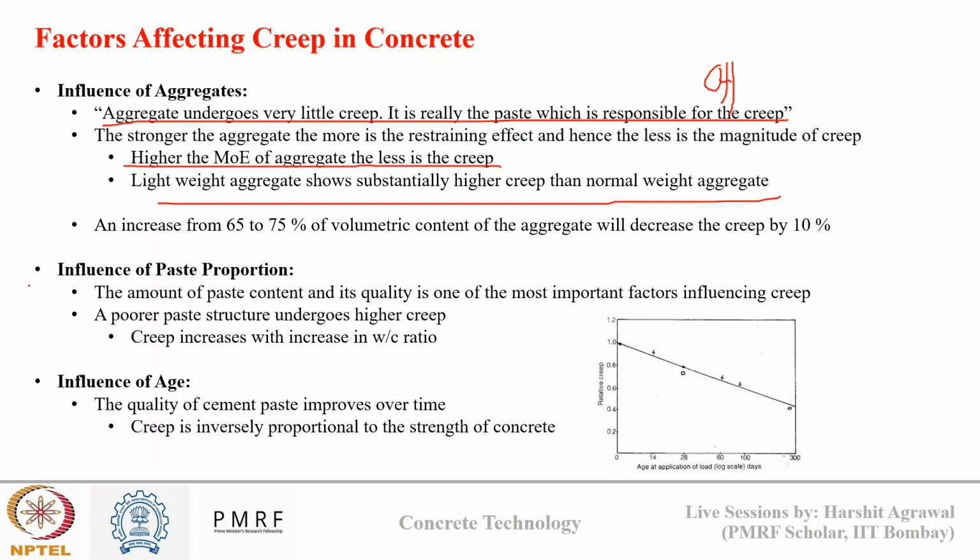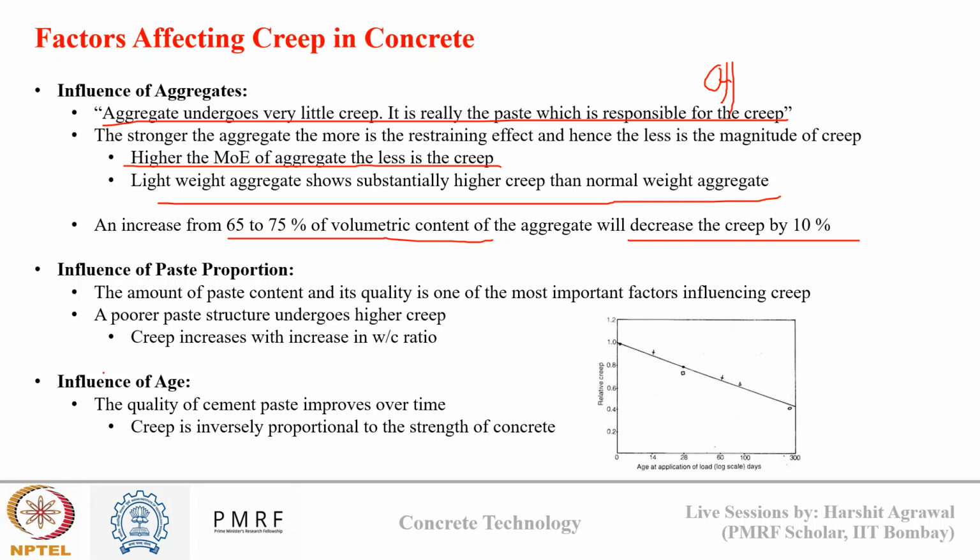It is observed from experimental results that an increase in aggregate proportion from 65 to 75% of volumetric content can decrease the creep by 10%. So this is how much aggregate can contribute to the creep.